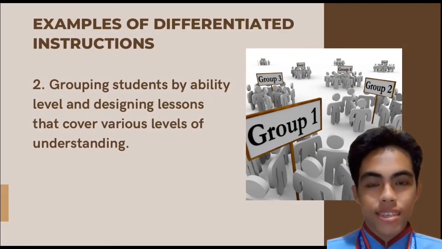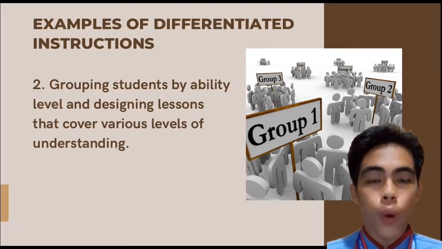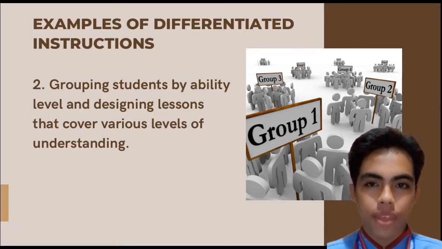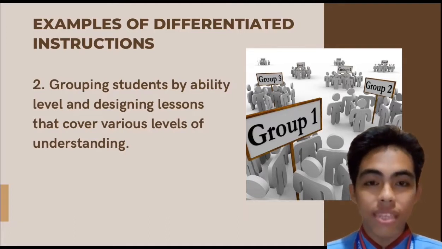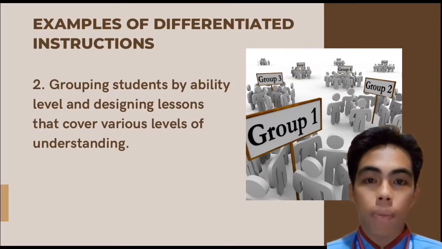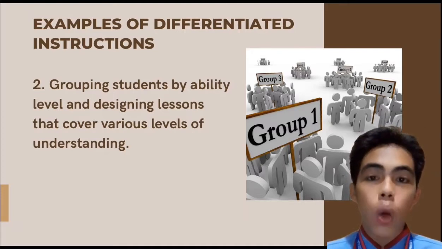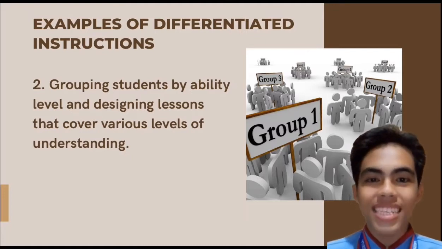The second one is grouping students by ability level and designing lessons that cover various levels of understanding. This can help all students move forward and achieve mastery of the material. An example of differentiating content this way is by creating reading groups or any group-related activities. For instance, students could all read content about a specific topic, but each group could be reading a text at an appropriate reading level according to their needs, for each individual has different viewpoints and intelligence.